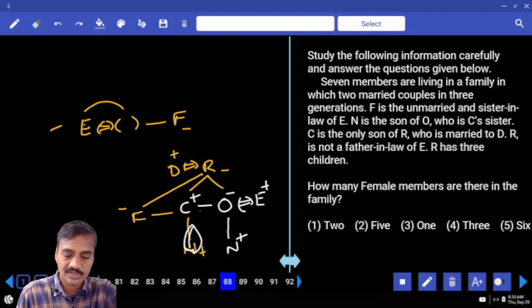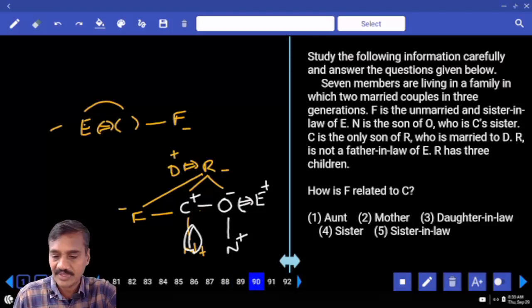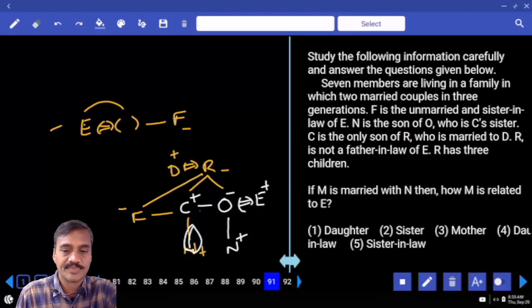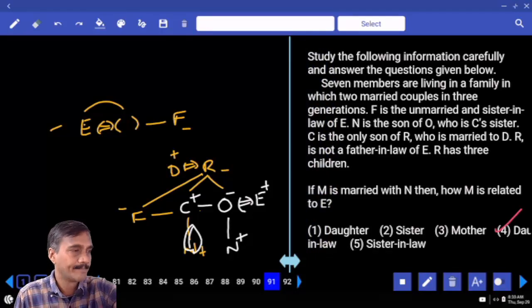Then next one, 89. How is R related to N? N's mother's mother, grandmother, that is choice 3. And how is F related to C? F is the sister of C, choice for question number 90. Next one, if M is married with N, M and N are married couple, how is M related to E? M related to E means M is E's son's wife. Son's wife is daughter-in-law, choice for question number 91.